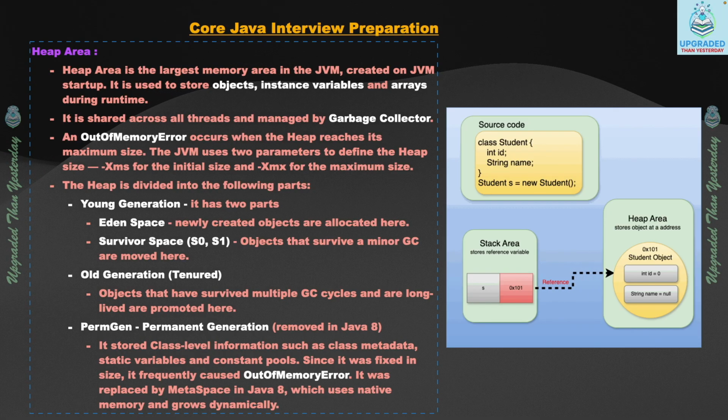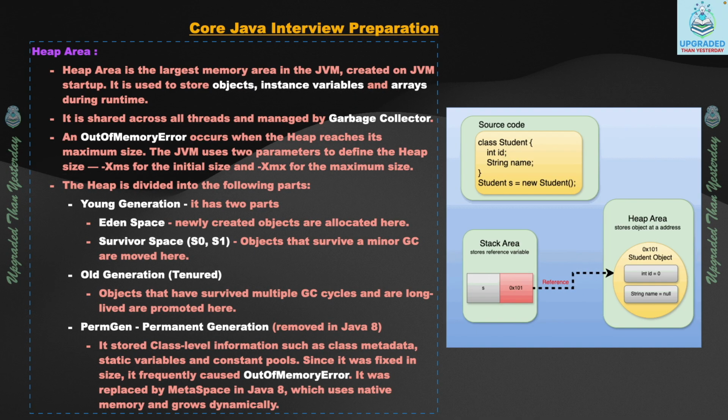Look at the diagram. There is a Student class with fields id and name. When a Student object is created, the object itself is allocated in the heap area, while the reference variable is stored in the stack area. The stack holds the reference variable along with the memory address of the Student object present in the heap area.